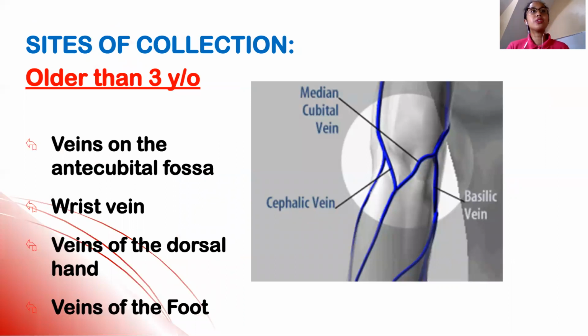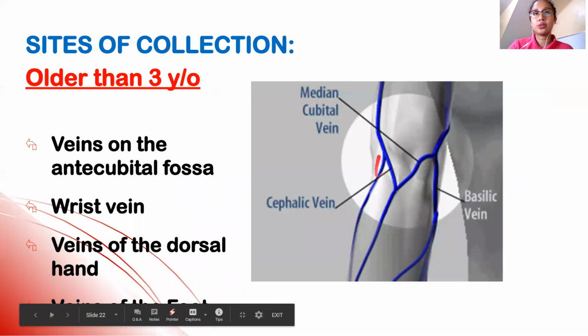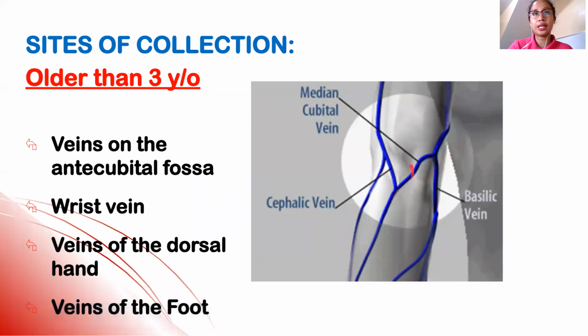Yan. So, sites of collection of venipuncture. So, the best vein talaga. So, this is your antecubital fossa. So, ang best na kinukuhanan natin is median cubital vein. So, that is the site wherein it is well anchored, it's big, it does not roll.